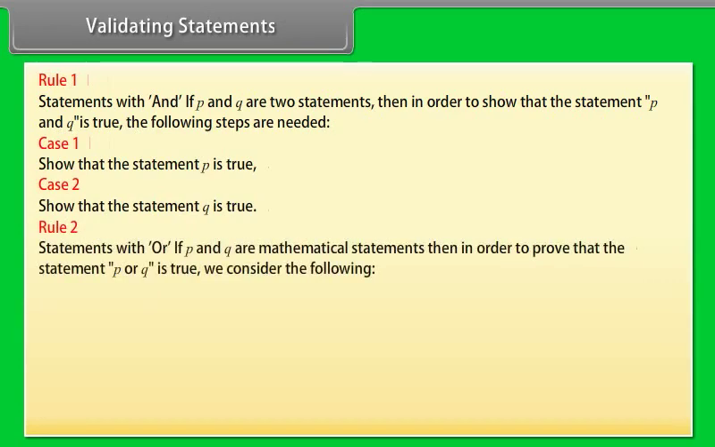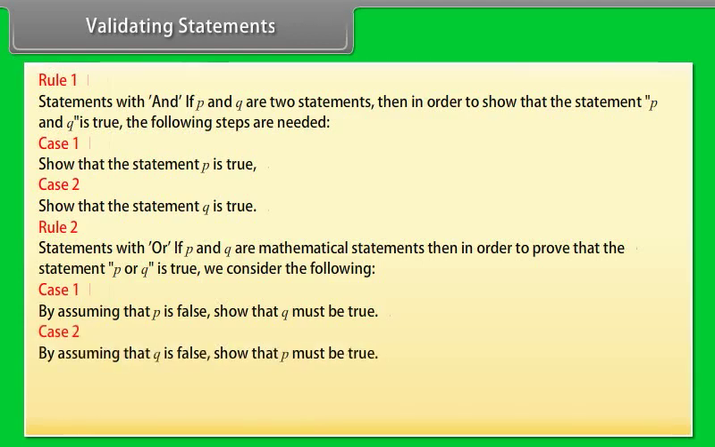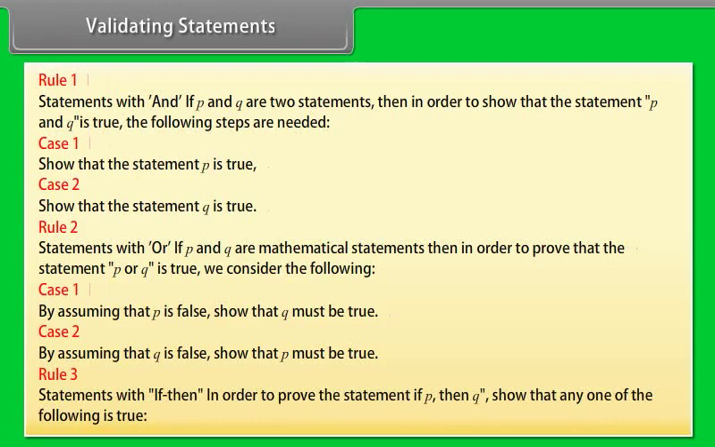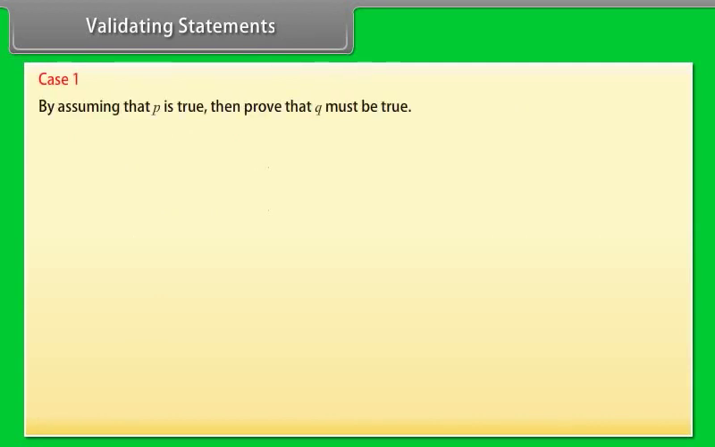Rule 2. Statements with OR. If P and Q are mathematical statements, then in order to prove that the statement P or Q is true, we consider the following. Case 1. By assuming that P is false, show that Q must be true. Case 2. By assuming that Q is false, show that P must be true. Rule 3. Statements with if-then. In order to prove the statement if P, then Q, show that any one of the following is true. Case 1. By assuming that P is true, prove that Q must be true. Case 2. By assuming that Q is false, prove that P is false.